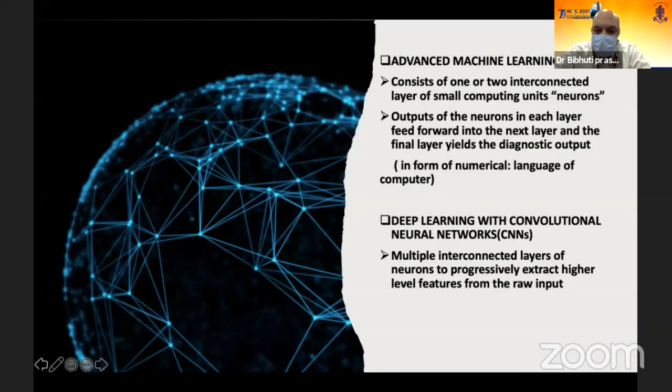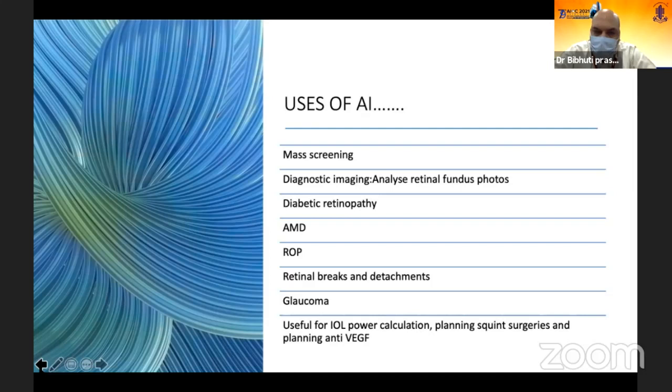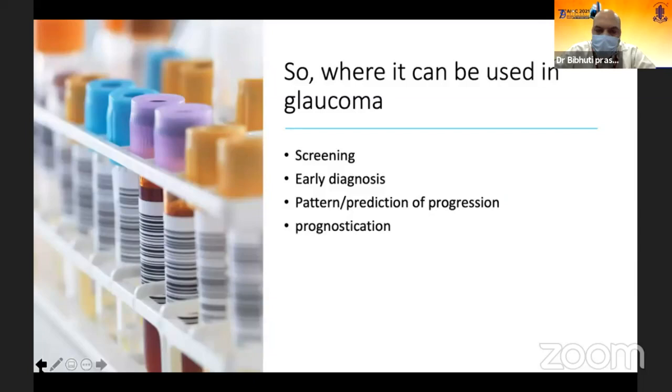So what are the uses as enumerated? Mass screening is one of the most important areas where artificial intelligence will be used. Diagnostic imaging, like analyzing retinal fundus photographs, diabetic retinopathy, AMD, ROP, glaucoma, as well as IOP calculations. So where can it be used in glaucoma? We know that screening is still one of the very difficult parts of glaucoma programs. We have to screen a lot of patients. We know the incidence percentage of glaucoma, but we are not able to reach the population. And that's where artificial intelligence can work.